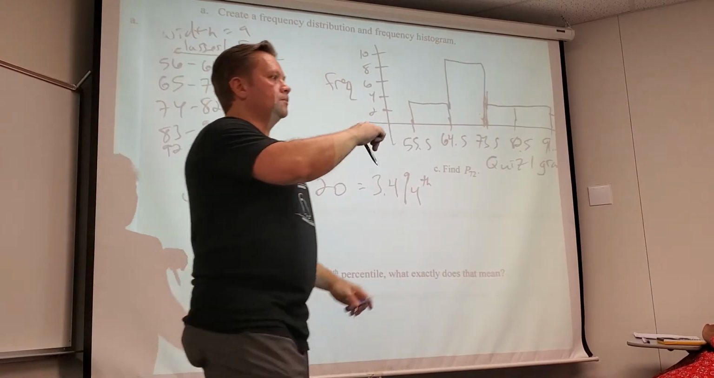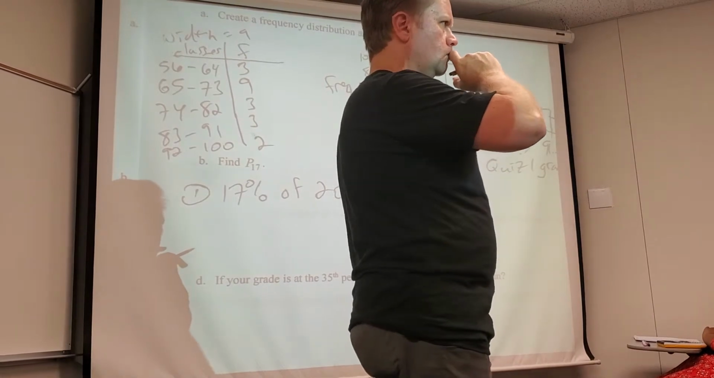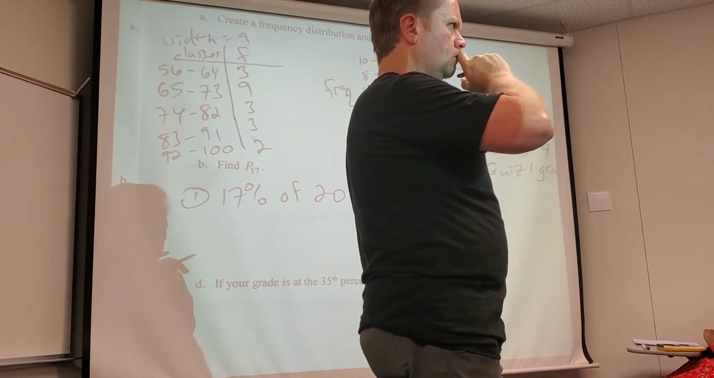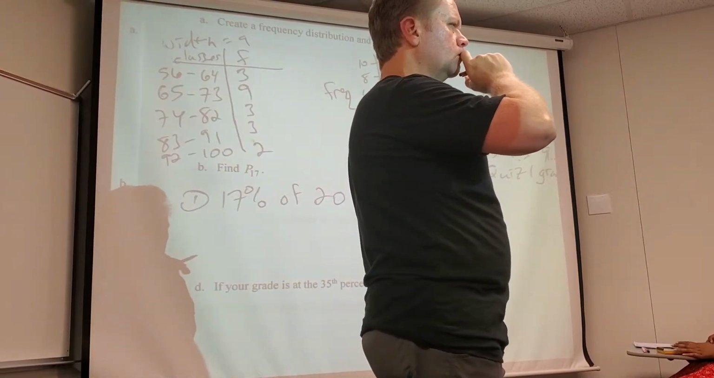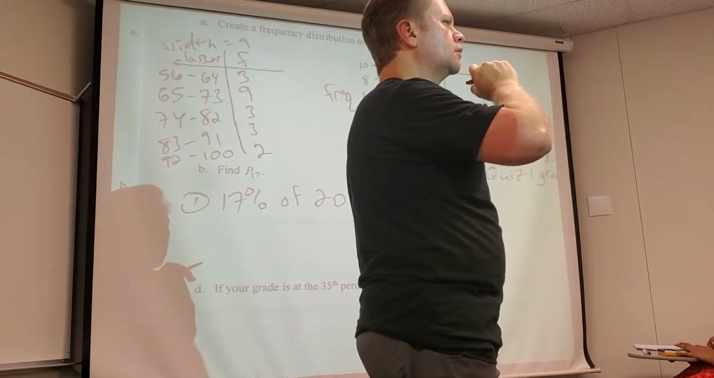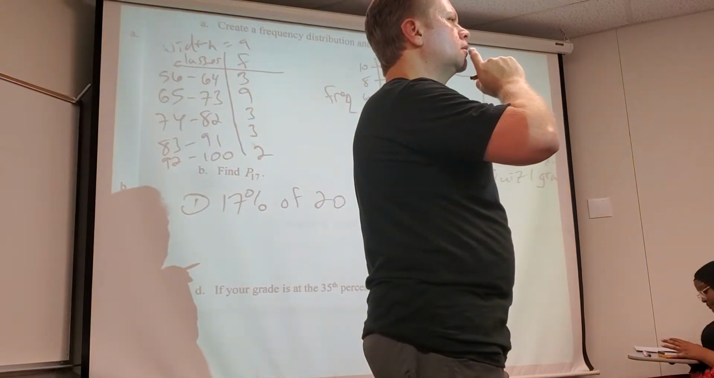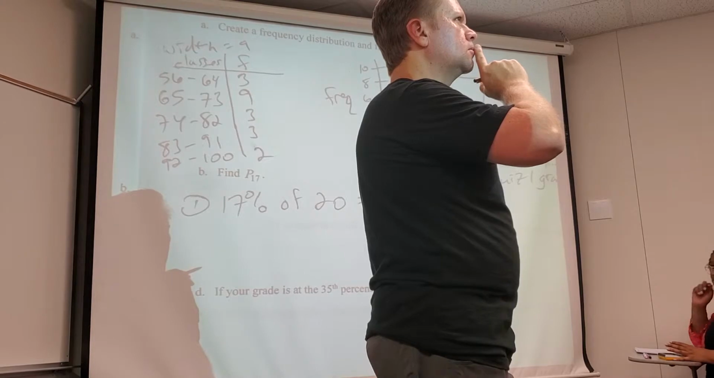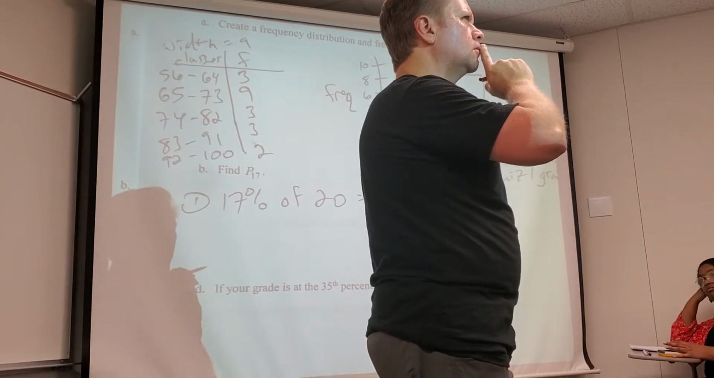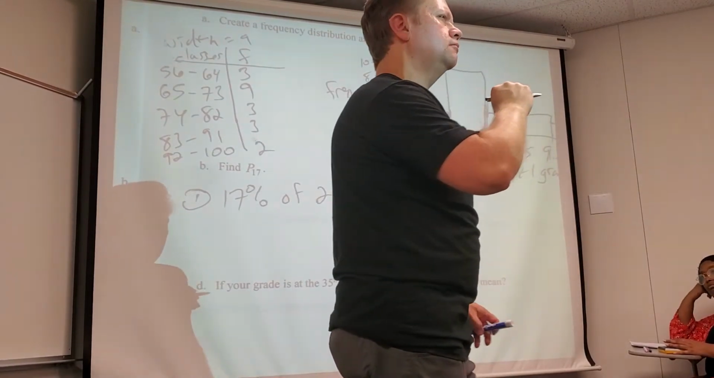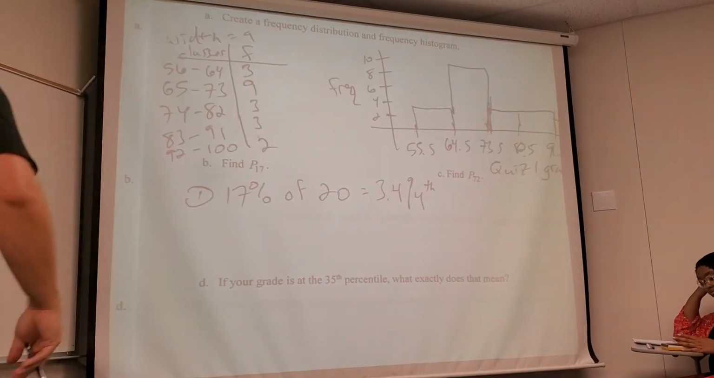Maybe it's like 4 includes 17%. You know what I mean? That's kind of how I think about it. It includes 17% as well as a little bit more.